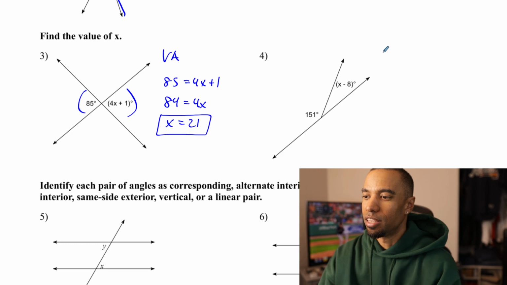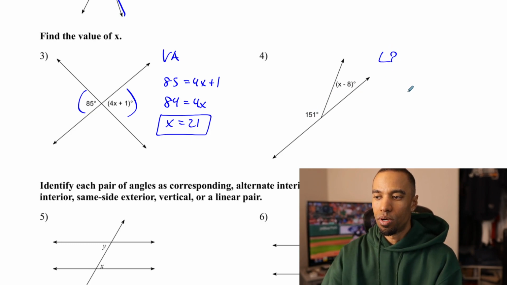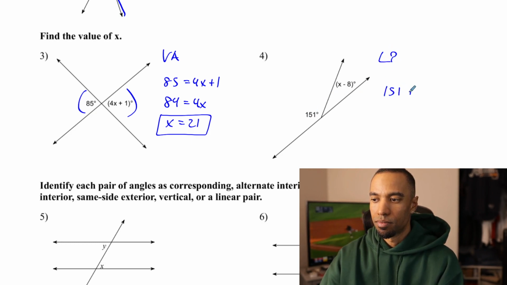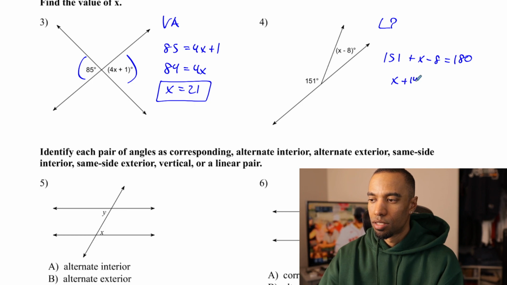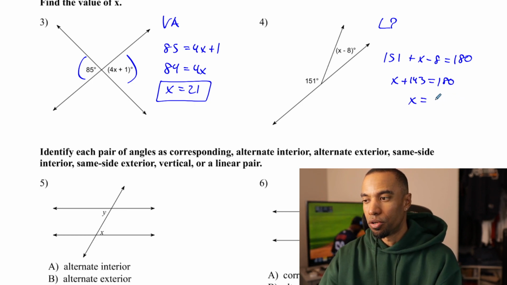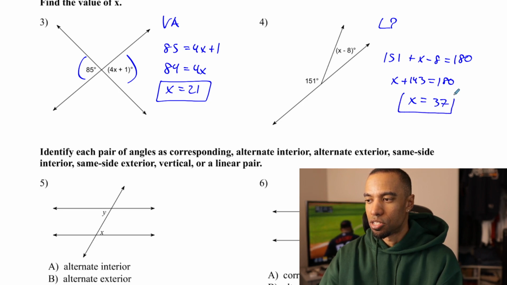And number 4, this is a linear pair right here, where these two add to 180 degrees. I can combine like terms and subtract 143 over, and I get 37. Again, not necessarily degrees there.